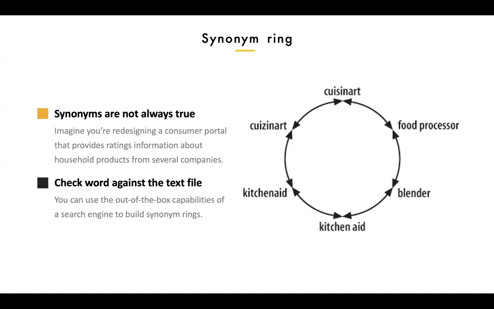The first, synonym rings. They're not always true. Imagine you are redesigning a consumer portal that provides rating information about household products from several companies. There may be no preferred terms, or at least no good reason to define them. Instead, you can use the out-of-the-box capabilities of a search engine to build synonym rings.